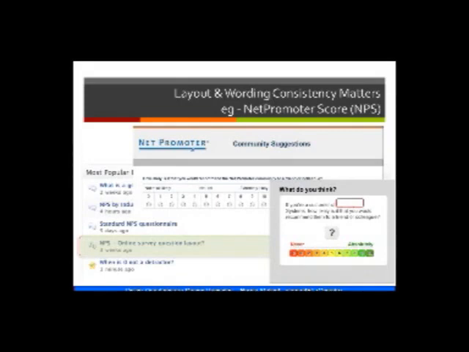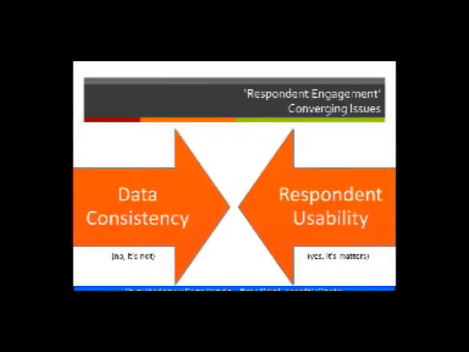But what happens if you were to change it? A question I just put harmlessly on the Net Promoter forum ended up being one of their most popular forum questions for several months. And it seemed to have raised a lot of questions about even how some of the most basic questions can have a visual amount of change to them. So why does that matter?